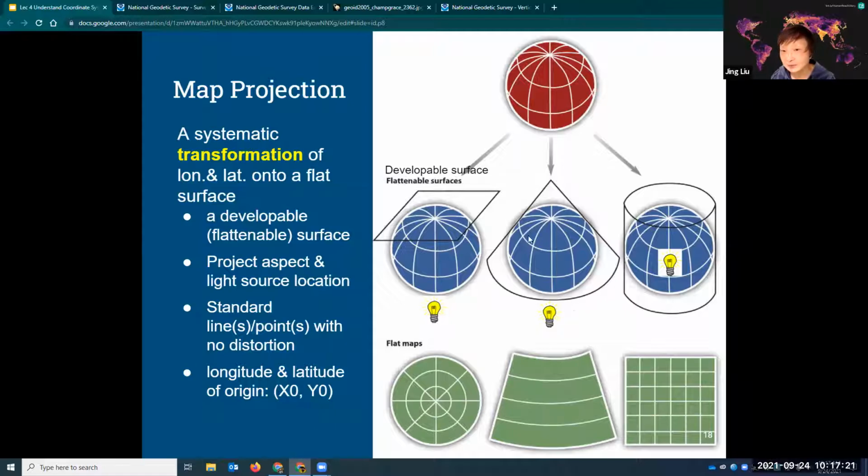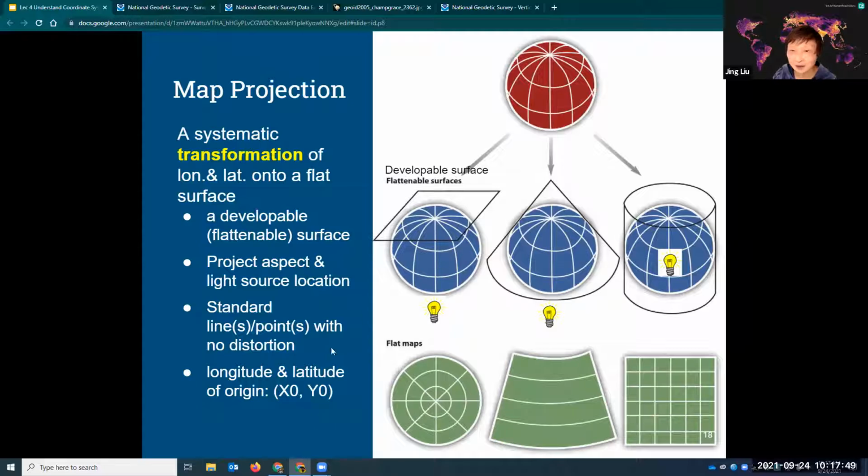Here, if I put your cone here, it will touch the surface along a circle, right? Then that is my standard parallel, okay? So I don't have any shadow on that parallel. I don't have distortion on that parallel, right? And then, for example, this cylinder, I can touch the Earth at the equator, right? Then my equator doesn't have shadow. So that is called a standard line.